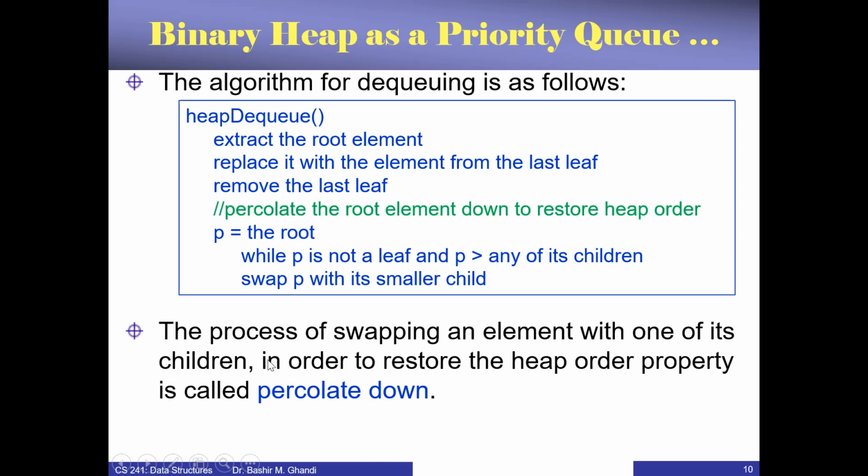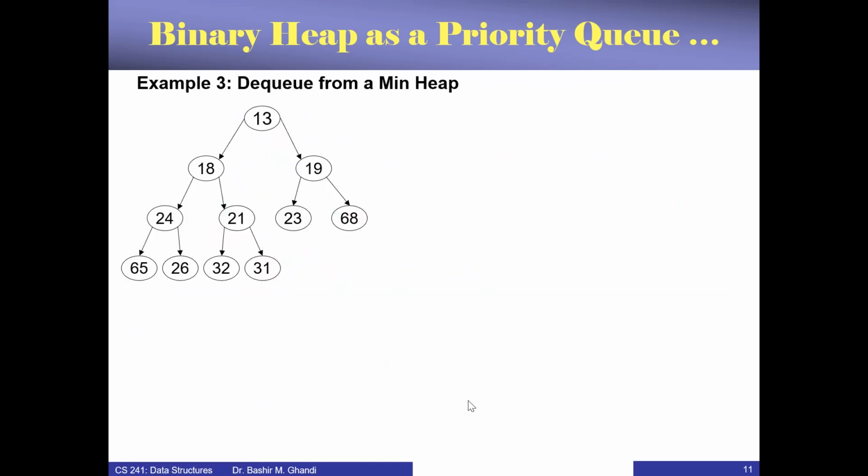Okay, so this is the terminology again, similar to percolate up for enqueue. We have percolate down. The process of swapping an element with one of its children in order to restore the heap order property is called percolate down. So again, this is best understood with examples.